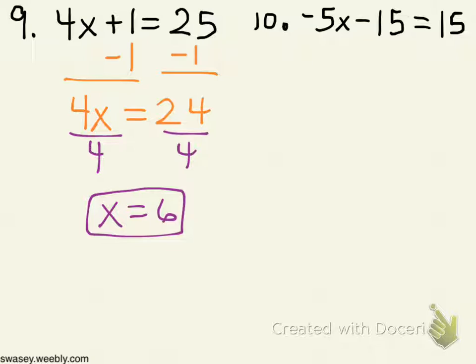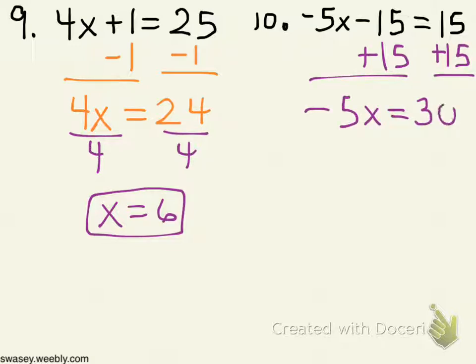Number 10, to get rid of minus 15, we'll add 15. 15 plus 15 is 30. From here, it's a one-step equation. To get rid of multiplying by a negative 5, divide both sides by a negative 5. And so positive divided by negative is a negative.